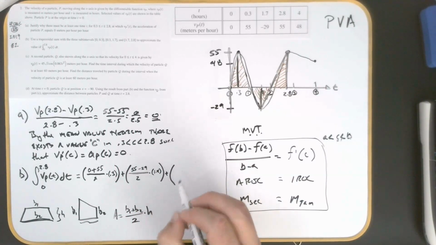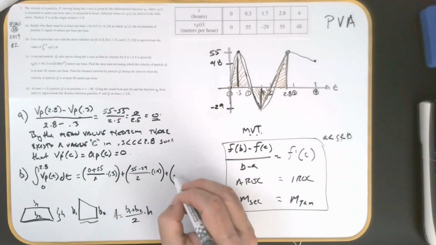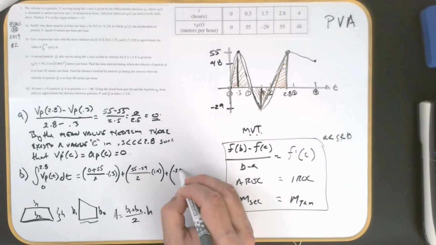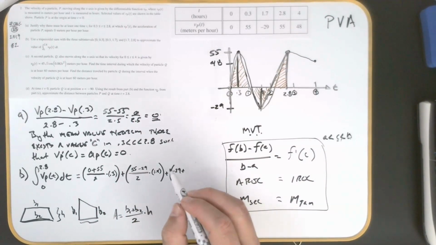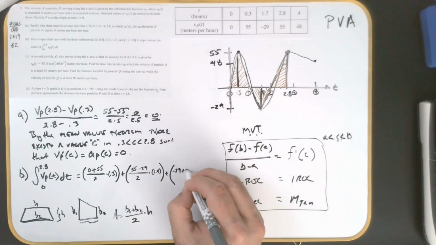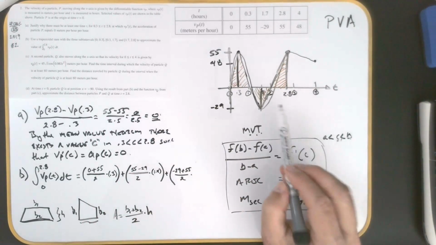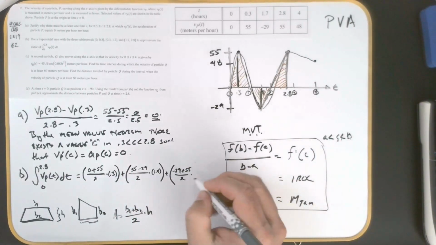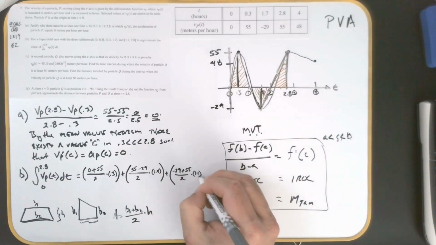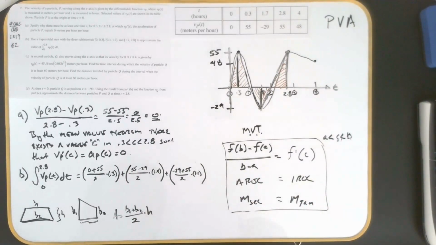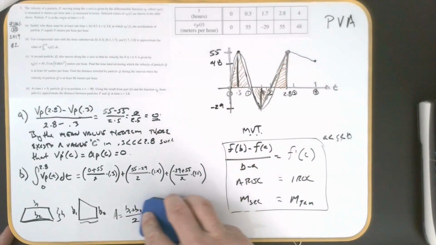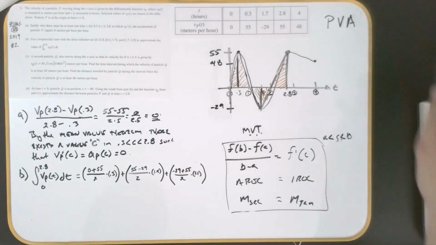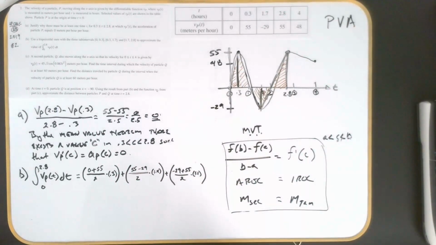And for our third one, the length at 1.7, negative 29, plus the width at 2.8, which is 55, divided by 2, times the width of my last interval. Well, 2.8 minus 1.7 is 1.1. That is ugly. And so from there, because this is a calculator question, I would completely go to the calculator for this one. And I wasn't going to do this before, but I decided to.